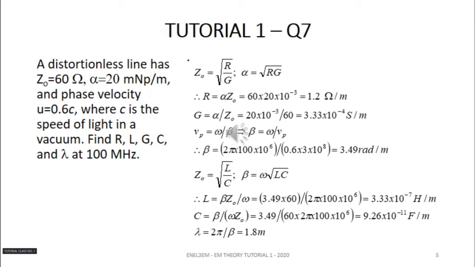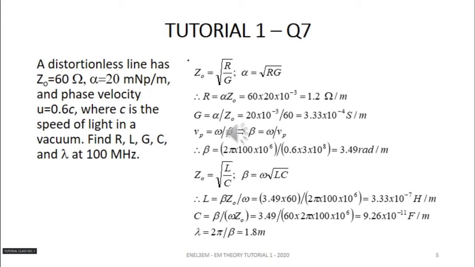Now, our phase velocity is omega over beta, which implies that beta is equal to omega over phase velocity. Now, our phase velocity is 0.6 times the speed of light, which is 0.6 times 3 times 10 to the 8. Therefore, our beta is 3.49 radians per meter. Remember, our omega is 2 pi times 100 times 10 to the 6.